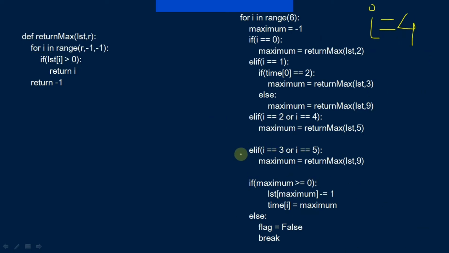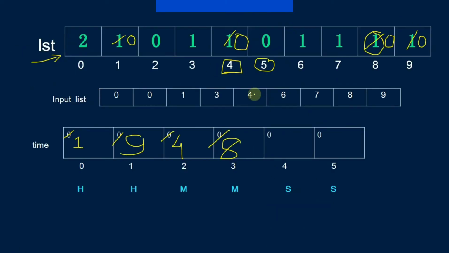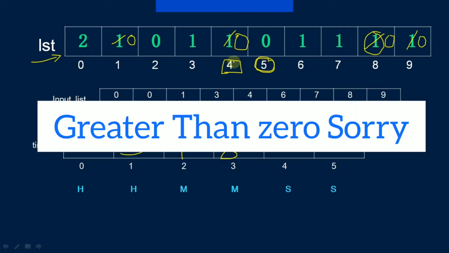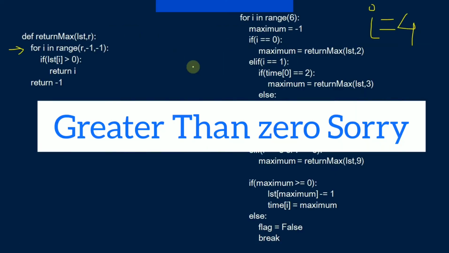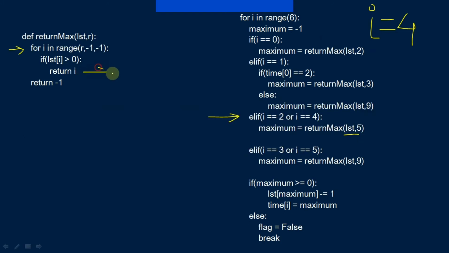So for I equal to 4, this condition will be true. We will check maximum between 0 to 5. This function will be called again, so let's see maximum between 0 to 5. LST of 5 greater than equal to 0, no. LST of 4 greater than equal to 0, no. LST of 3 greater than equal to 0. So from here the function will return 3, and the maximum will hold 3.